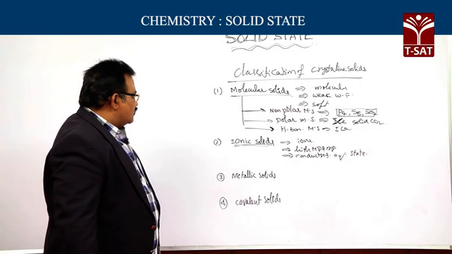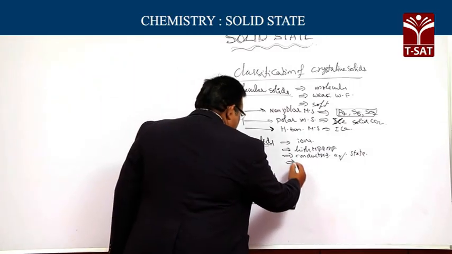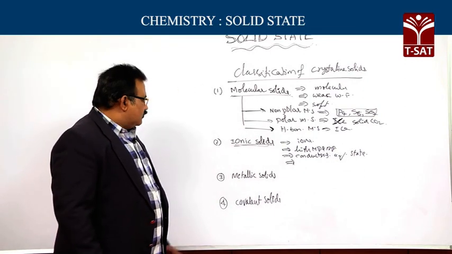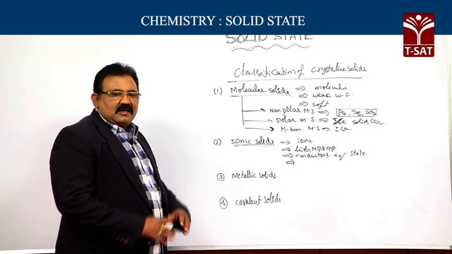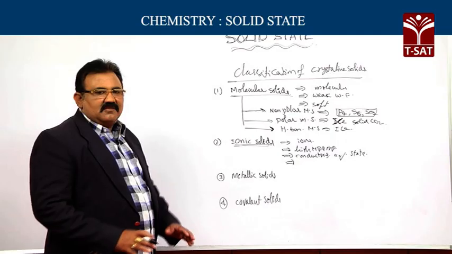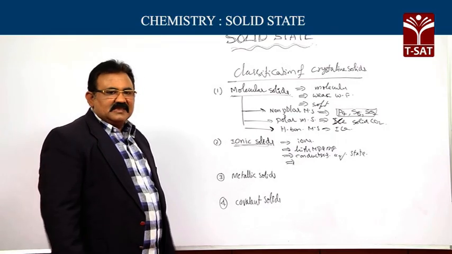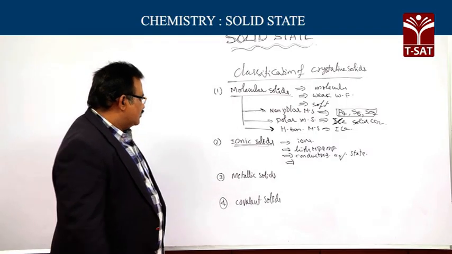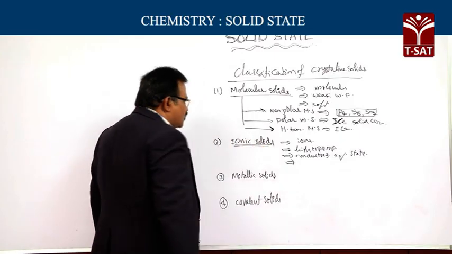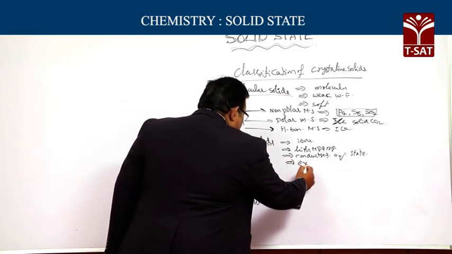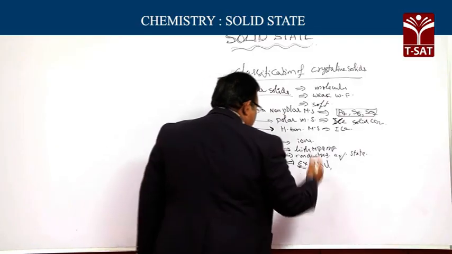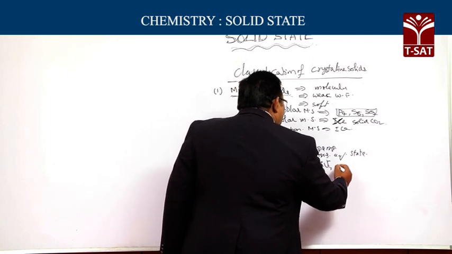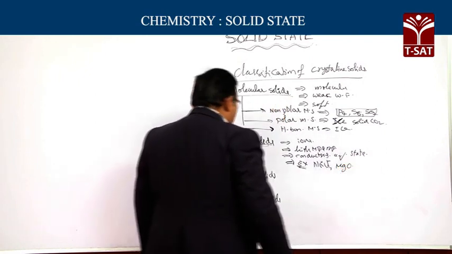In ionic solids, they have different patterns of arrangements, and further ionic solids are classified into NaCl type, ZnS type. All these are other types of classification. So, in these ionic solids, the best examples are sodium chloride. Magnesium oxide is an ionic solid.